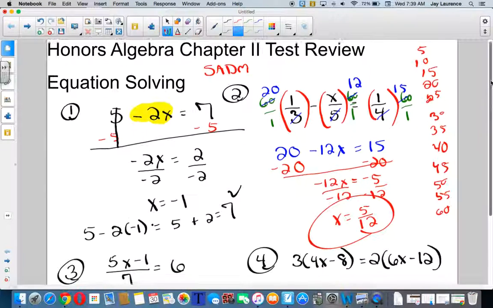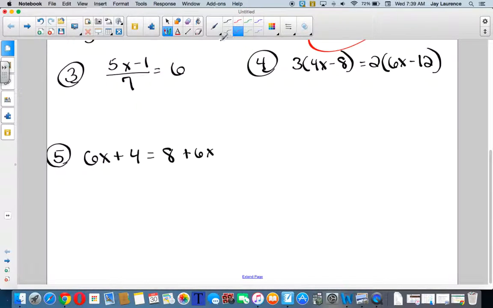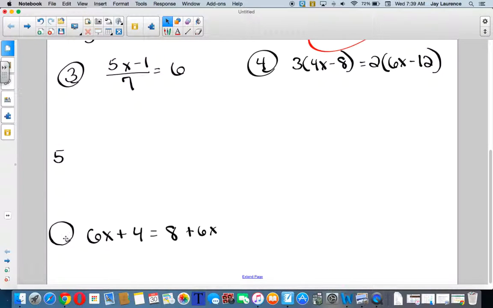So, okay, so if you haven't tried problems 3 and 4, go ahead, try them, and even 5 here. Go ahead, pause the video, see what you can do with it. I'm going to move this down and give myself some room to work.